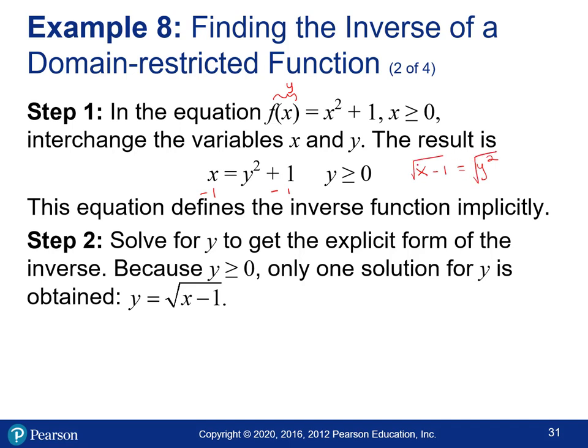Now, anytime you take the square root, you should technically put a plus and minus. However, because this was restricted, okay, so originally our domain was restricted, but when we did our swapping, now y is restricted. That means we only want y greater than or equal to 0. So we only want the positive version of this. So then that gives us just y equals positive square root of x minus 1. And so that is our inverse function.